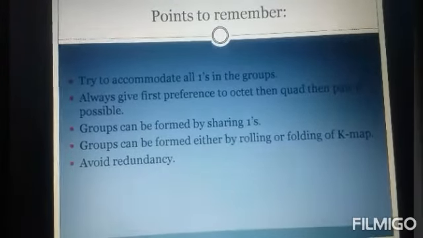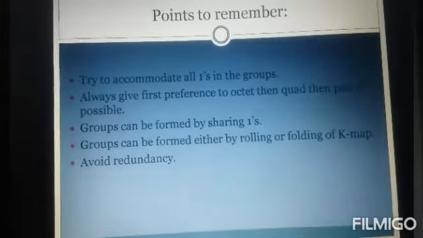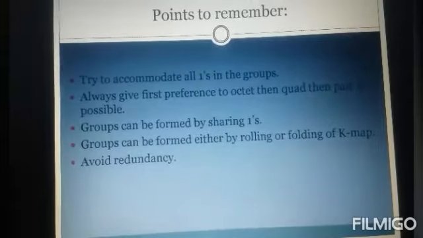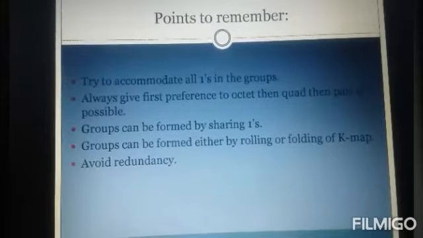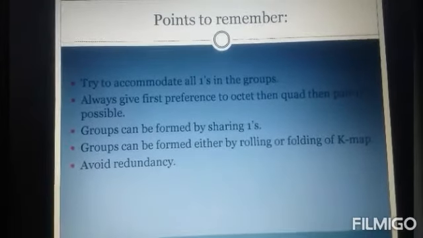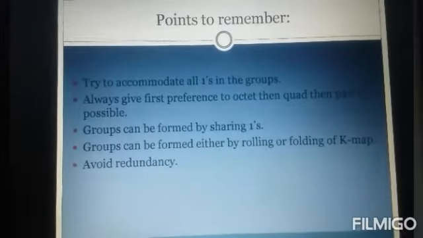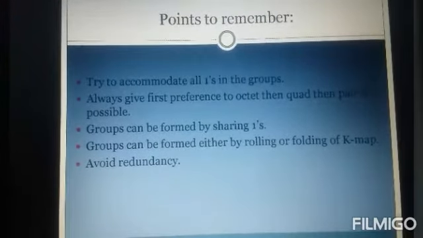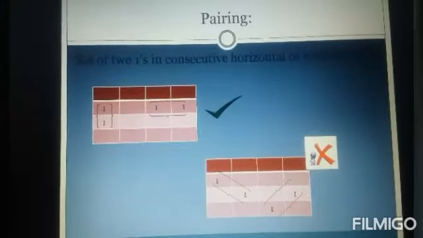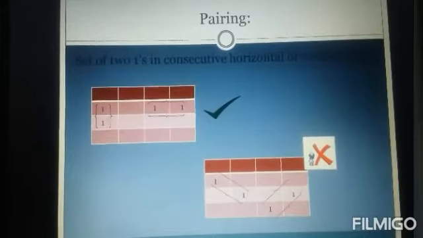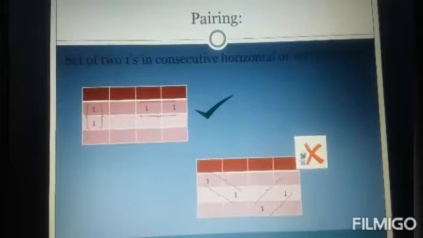Actually, in another slide I have explained rolling and folding. Then go with the next one, avoid redundancy. What do you mean by redundancy? Repetition. We are not supposed to repeat groups. Means we are not supposed to create extra groups, and I'm going to provide you a sample for that in my next slides. See, first of all, what do you mean by pairing? Pairing means a combination of 2 ones or 2 zeros, either in horizontal or in vertical cells.